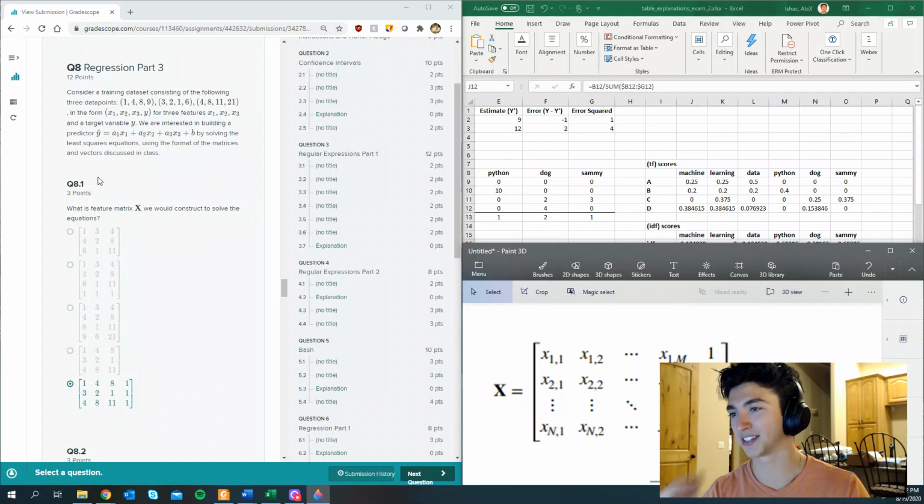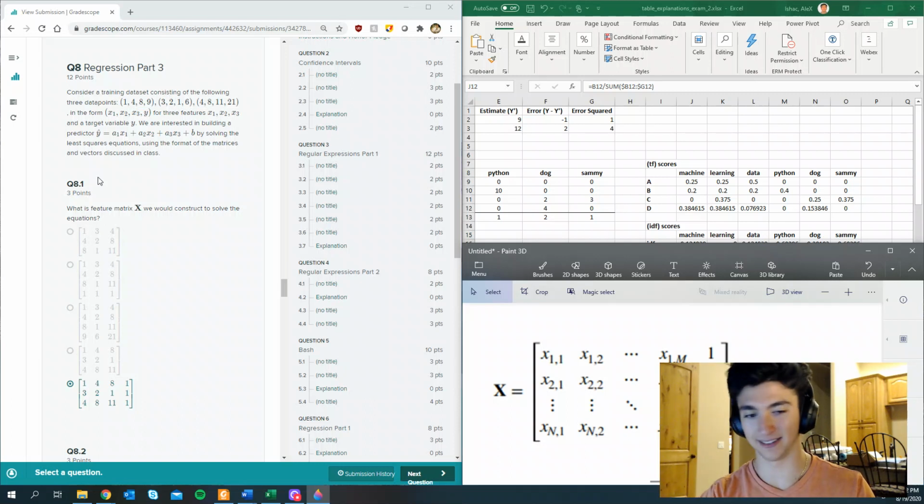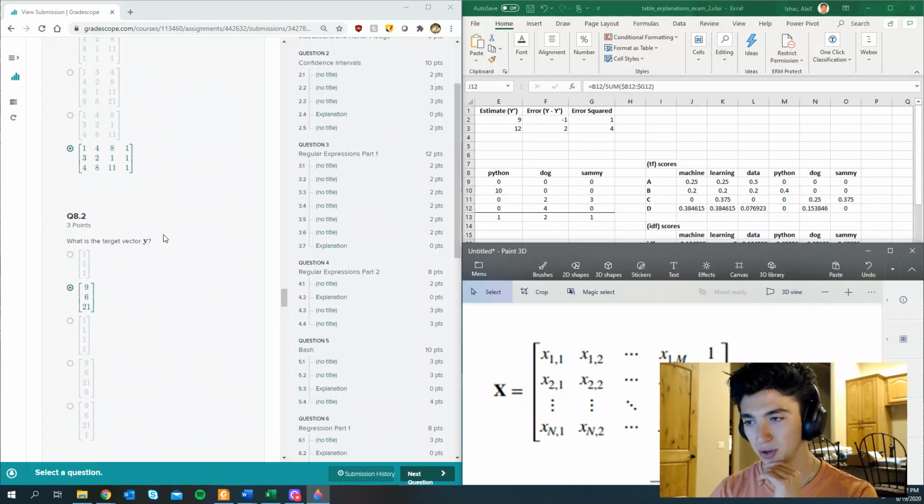Where was I? Yes, the feature matrix X. The answer is E, where this one right here. A, B, C, D, E. Yes. Okay. Great. Sorry about that. E is the answer for 8.1. Moving on to 8.2.